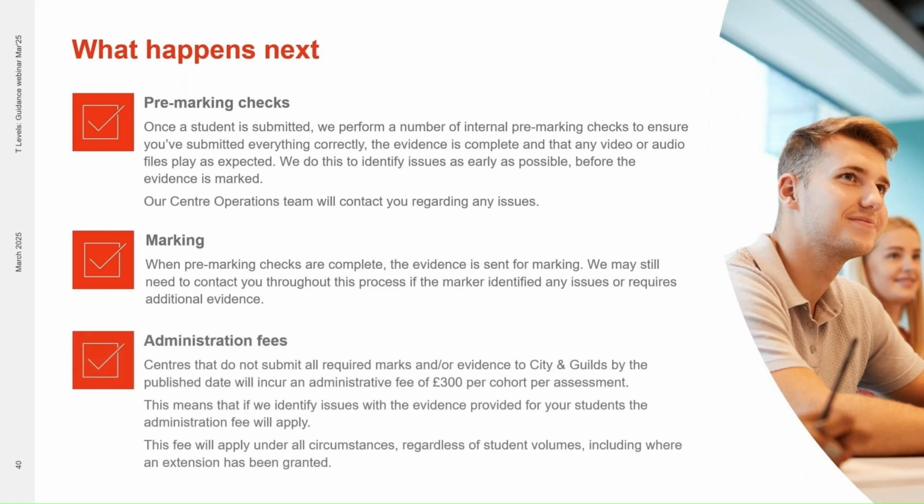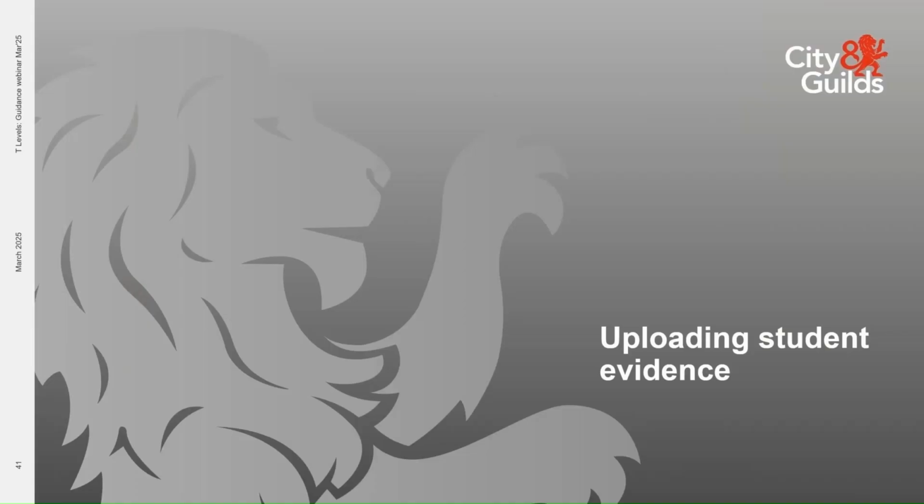And lastly, administration fees, which Marion talked about a little bit earlier. Centres that do not submit all required marks and/or evidence to City and Guilds by the published date will incur an administrative fee of £300 per cohort per assessment. This means that if we identify issues with the evidence provided for your candidates, the administration fee will apply. This fee will apply under all circumstances, regardless of candidate volumes, including where an extension has been granted.